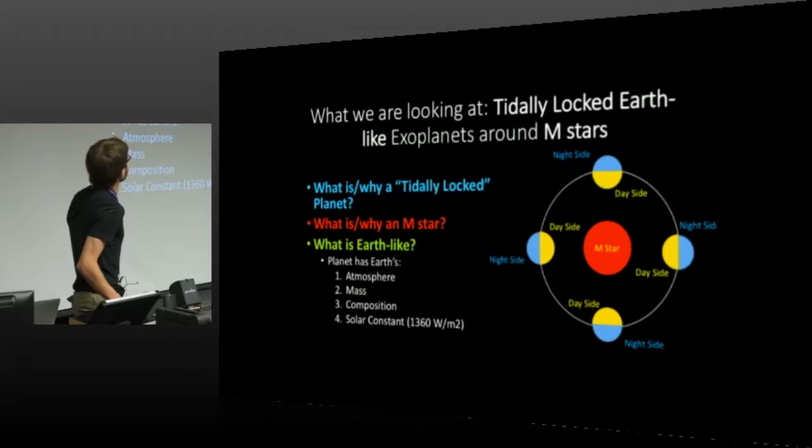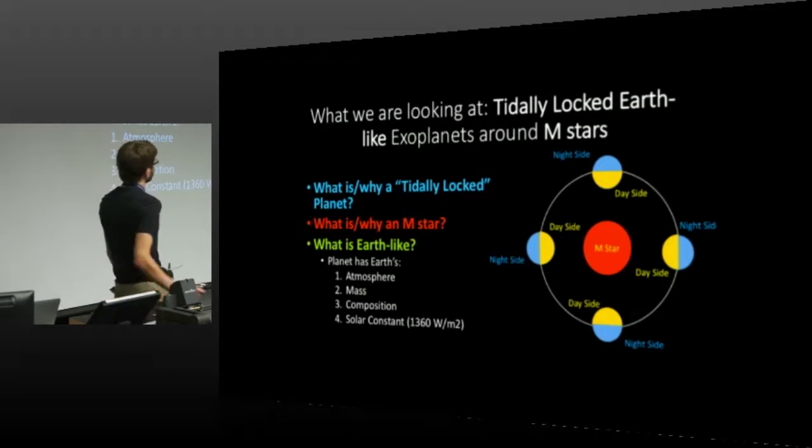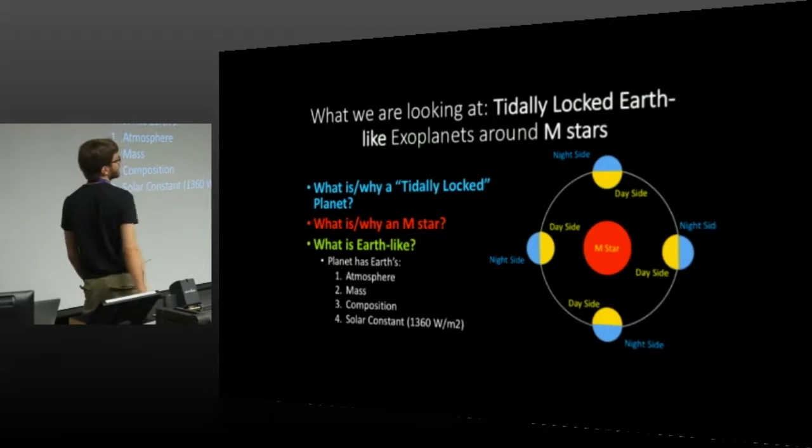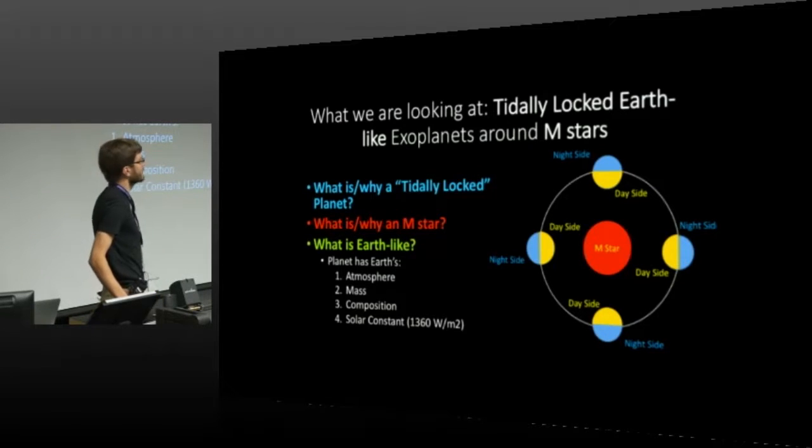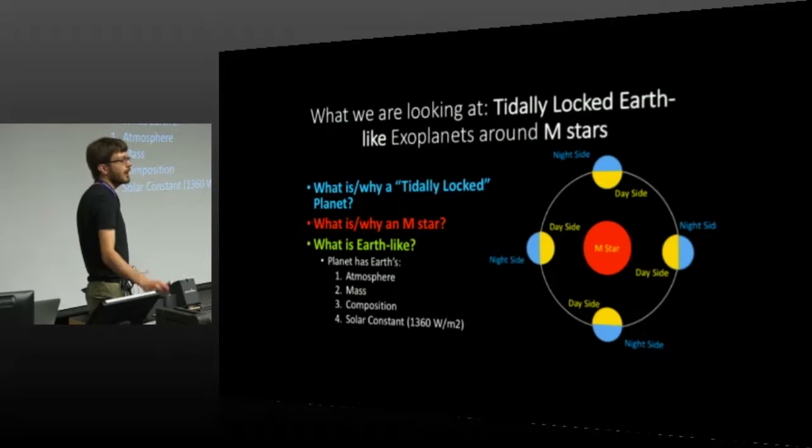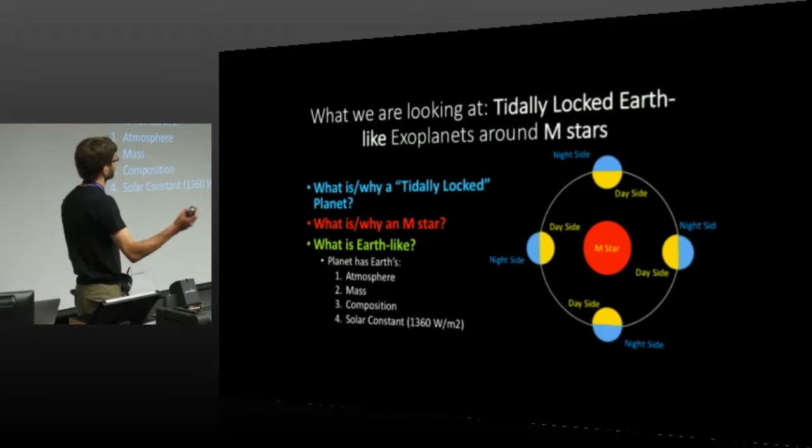So first, you might ask, what is a tidally locked planet? I'm so glad you did. As explained by this excellent diagram right here, a tidally locked planet is a planet that always has the same side facing its star. A great example of this is Earth's moon. We always see the same side of the moon, and it wasn't until we sent astronauts up that we got to look at the dark side of the moon.